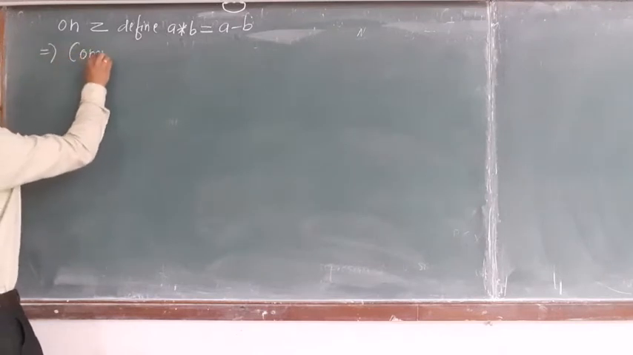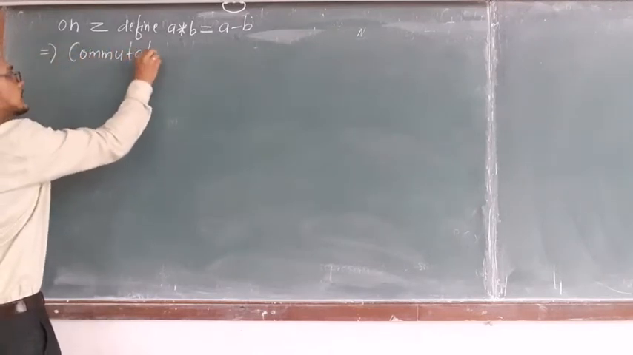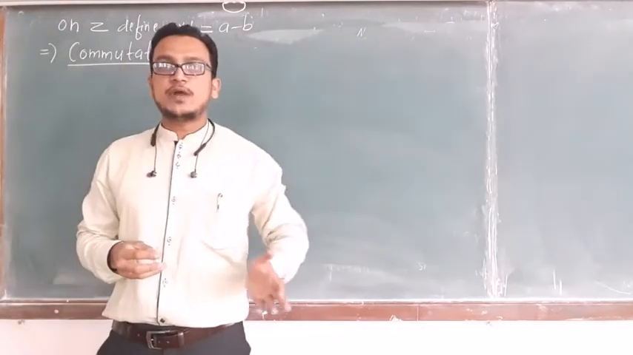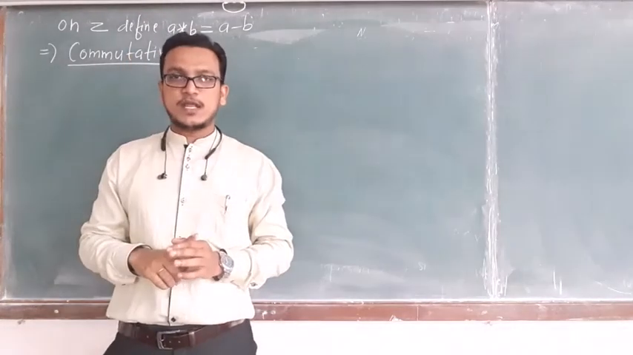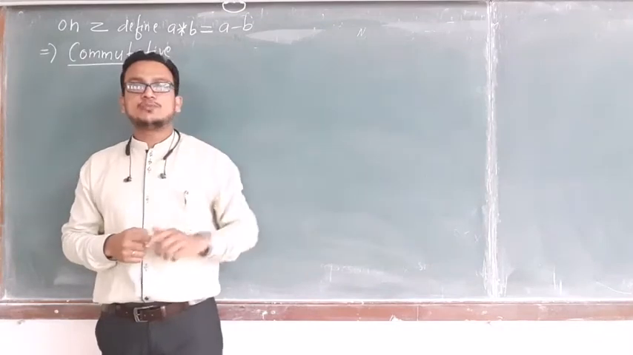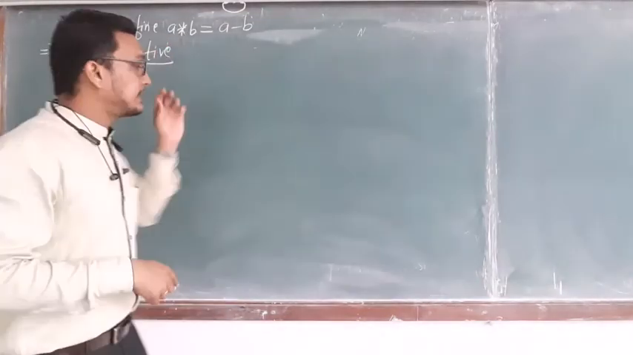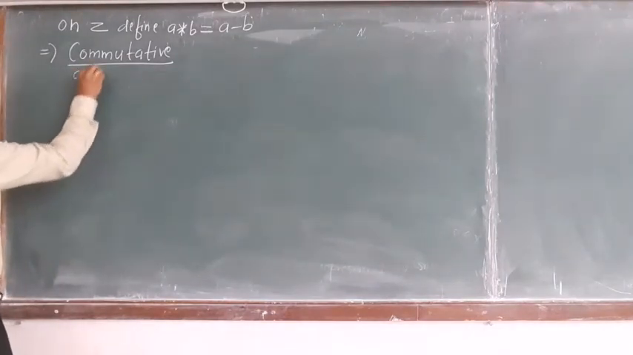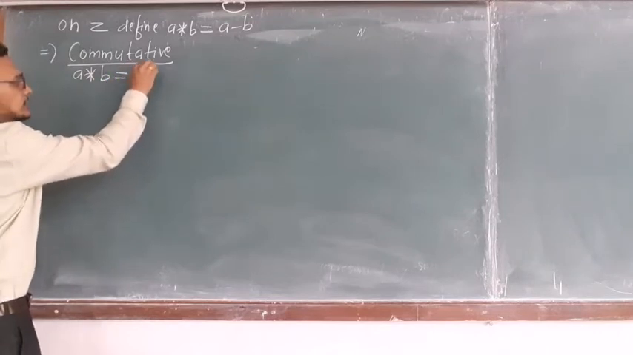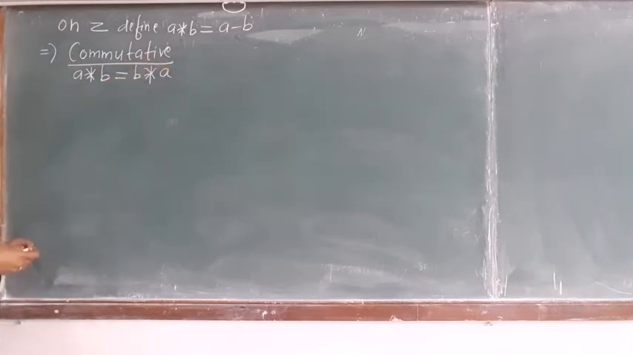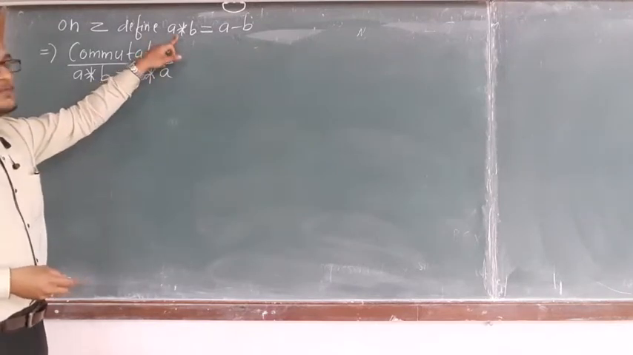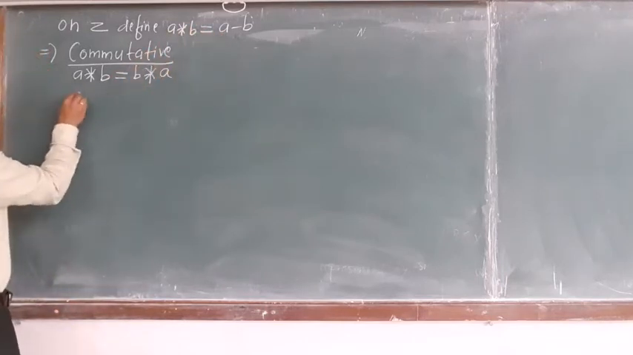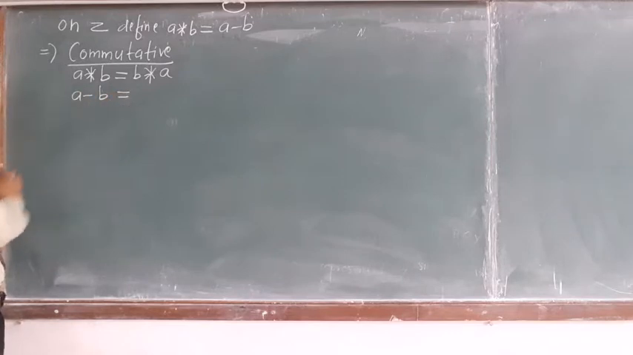Let us check whether it is commutative or not. As you know, the commutative property with respect to addition is a plus b is equal to b plus a. With respect to multiplication, a into b is equal to b into a. Like that, the commutative property for a binary operation is a star b is equal to b star a. This is the definition here. Now as per the given definition, a star b is a minus b.